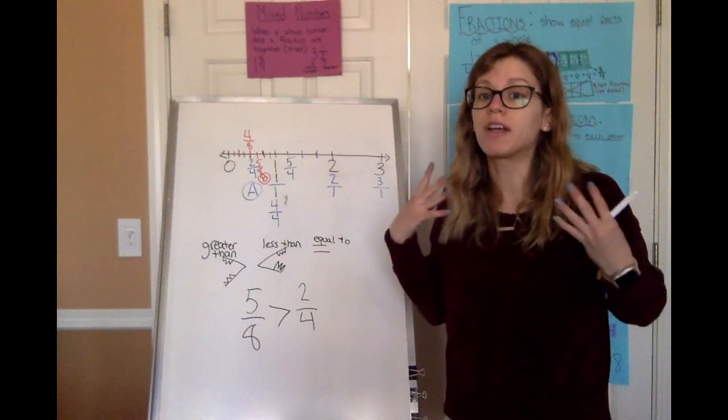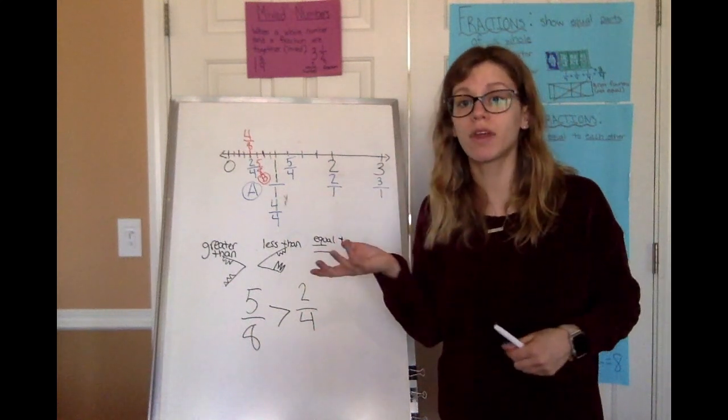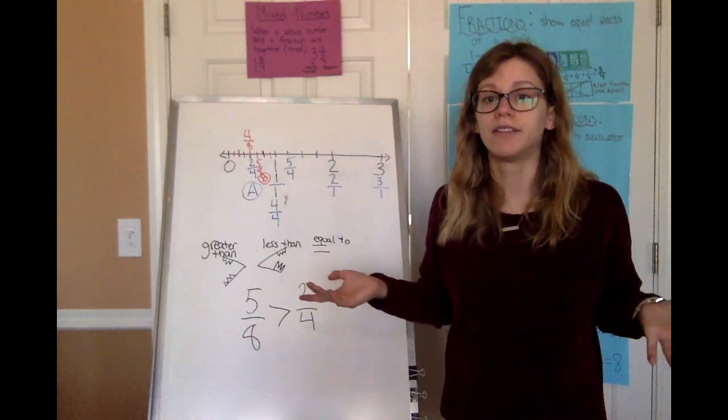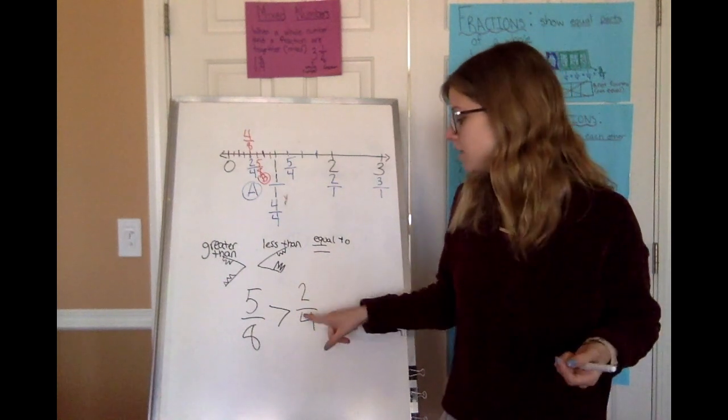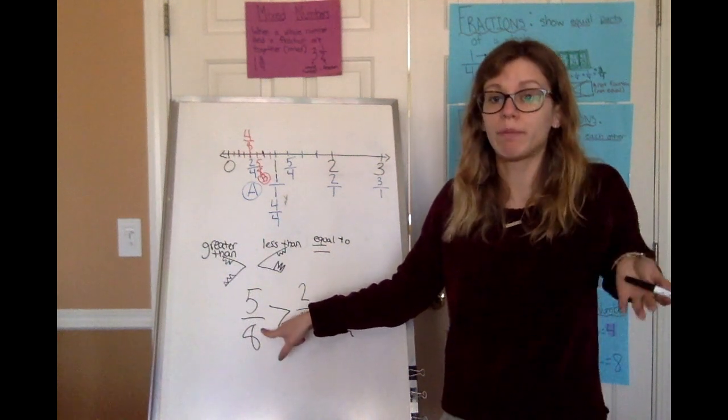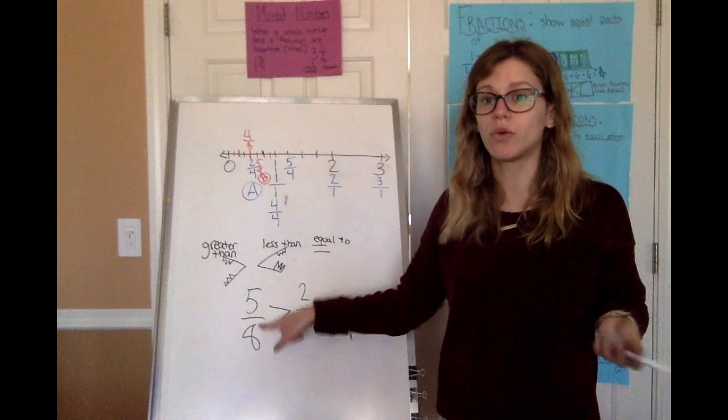What would it want to eat? Would it want to eat more of something or less of something? So which way would my symbol face? It'd want to face towards the number that's bigger, or my fraction that's bigger. It wants to eat more.